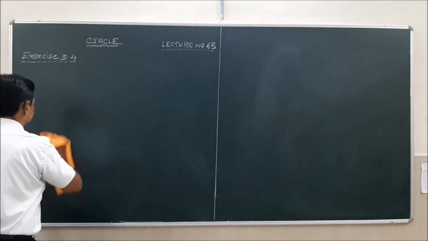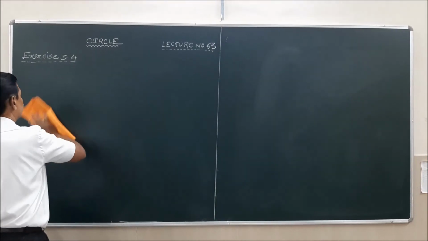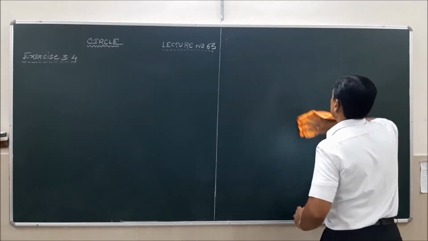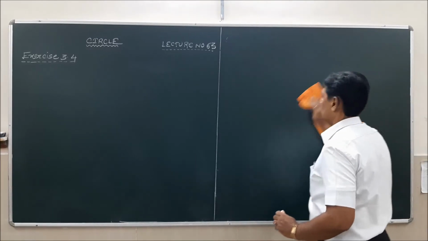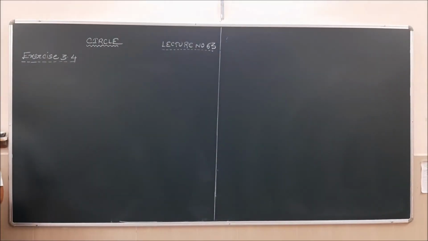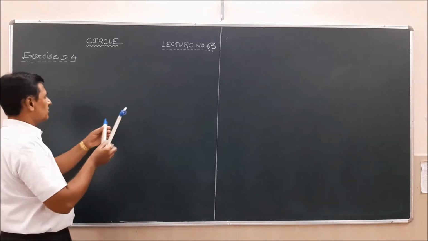Question number 2. In which cyclic quadrilateral MRPN is... Quadrilateral MRPN is a cyclic quadrilateral. Okay, so first of all, I'm going to draw the figure. This is question number 3. So you will find here students.